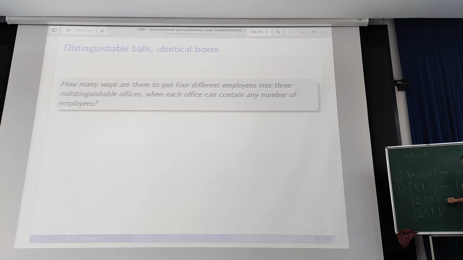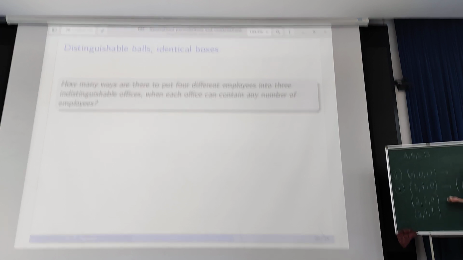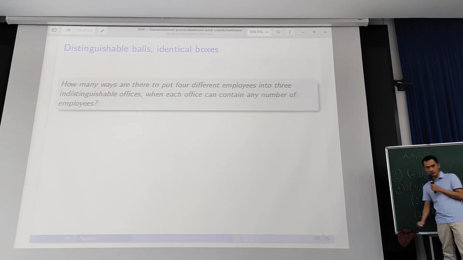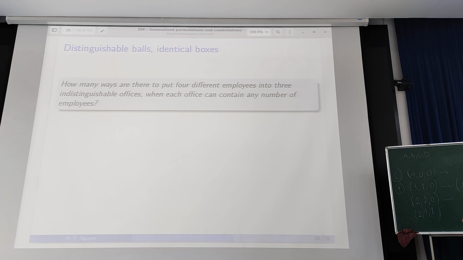Now, the third case is a little bit tricky. Okay? So for this one, you have 2 and 2. So I will let you count yourself. This case 2 and 2, how many subcases are there? Do you know how to? You can list all the possibilities, or you can use a formula.